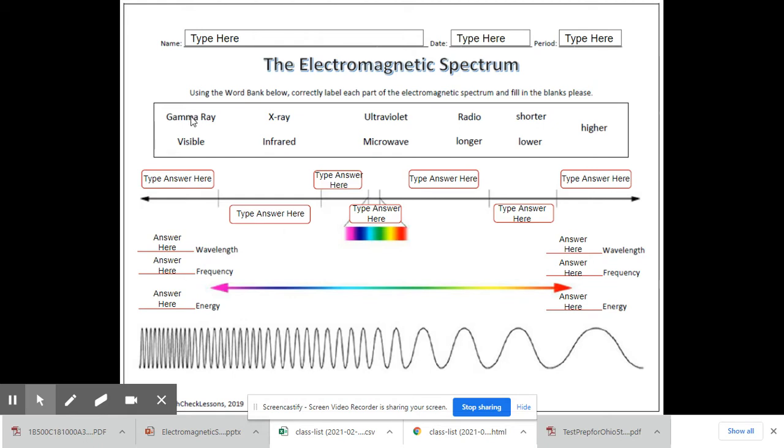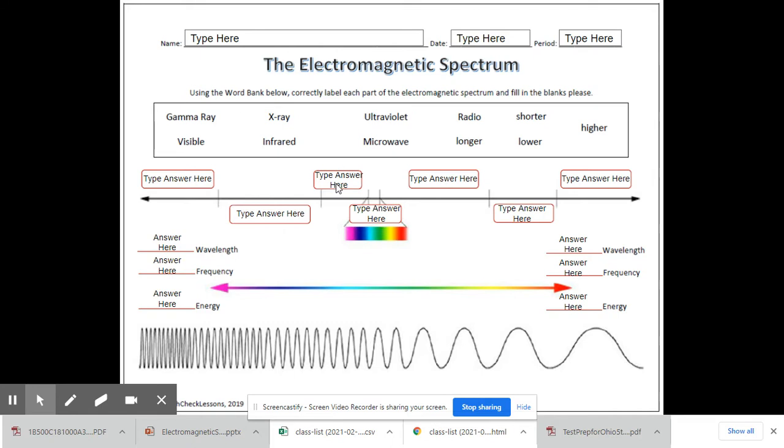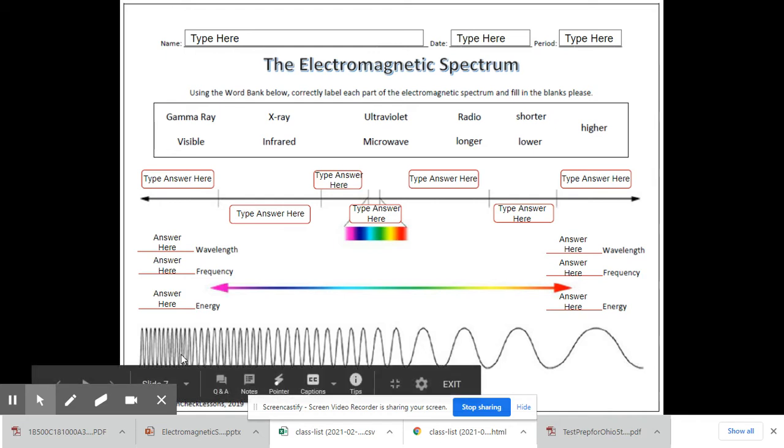You see the words gamma ray, visible, X-ray, infrared, ultraviolet, also known as UV, microwave, radio, longer, shorter, lower, higher. Right now I see lots of things that say type answer here. What this is showing you is the electromagnetic spectrum going from most powerful to least powerful.